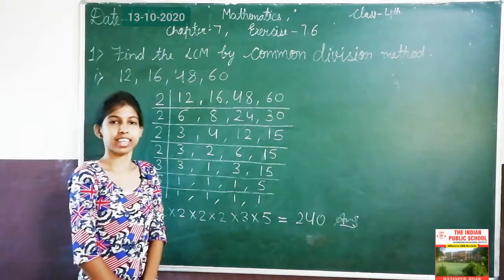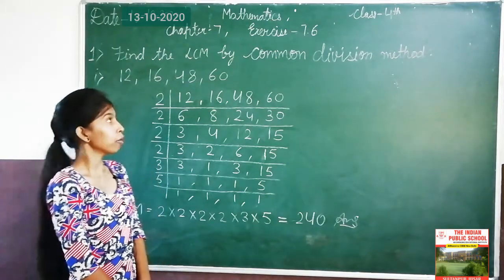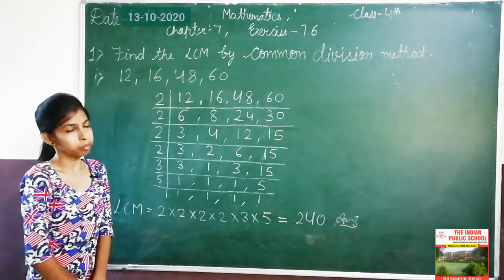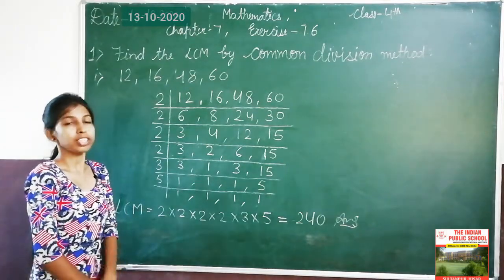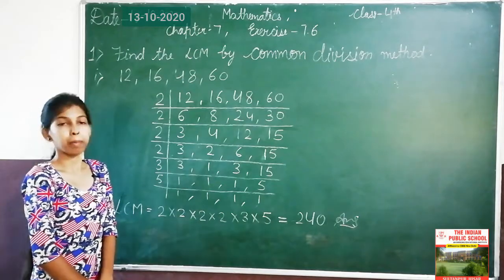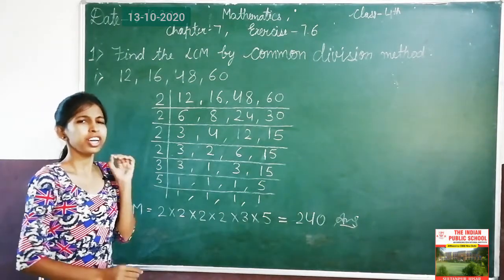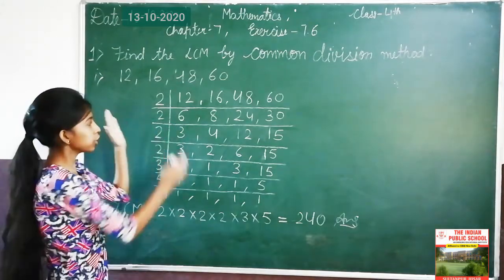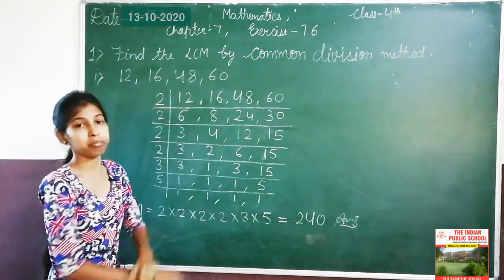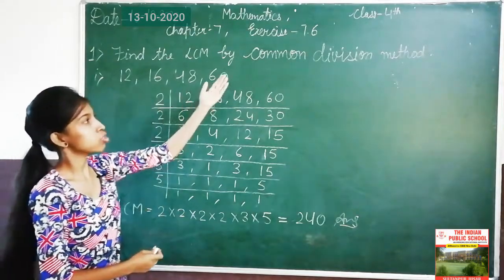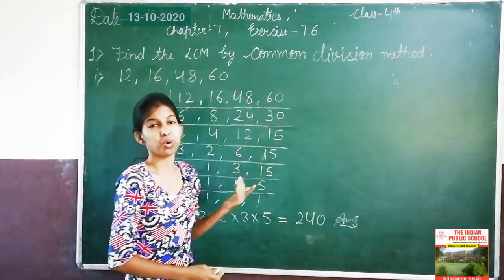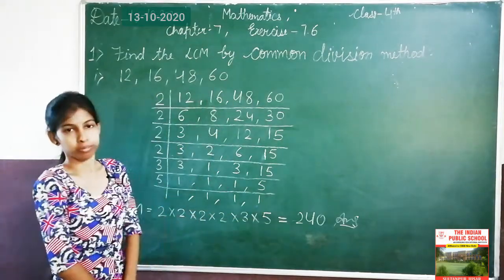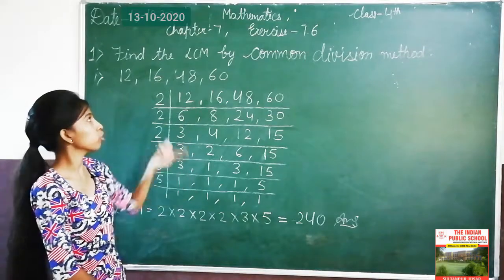Next exercise, exercise 7.6, is based on the topic: find the LCM by common division method. In the last topic you did LCM by prime factorization method. There is a little difference between both, where we did the prime factorization separately for every number. Here the topic is common division method. So we will divide all the numbers in a common division form, and use this method to find LCM.